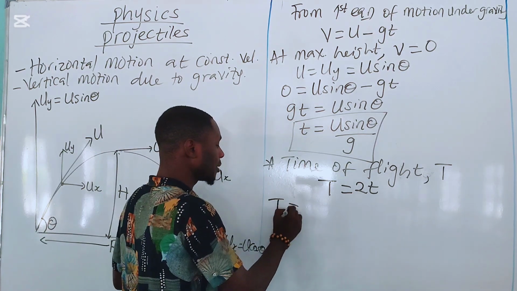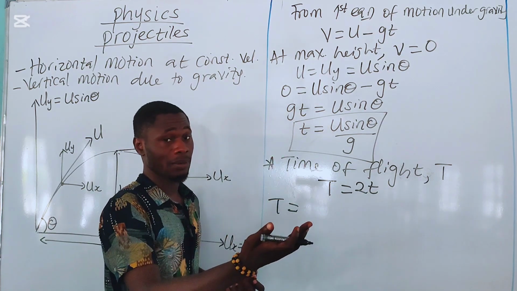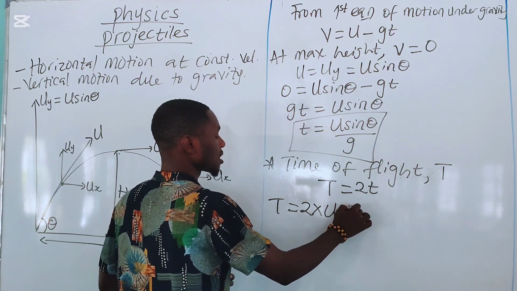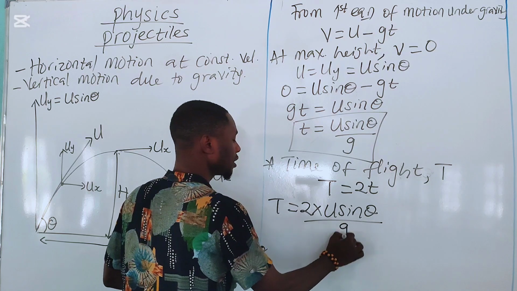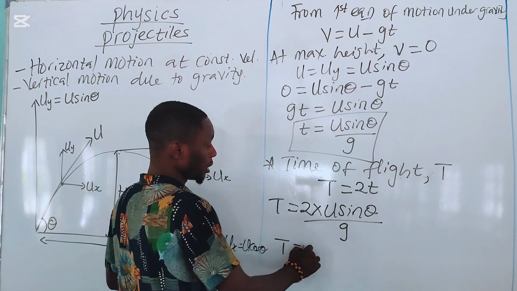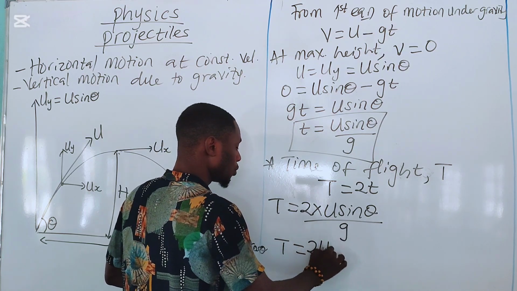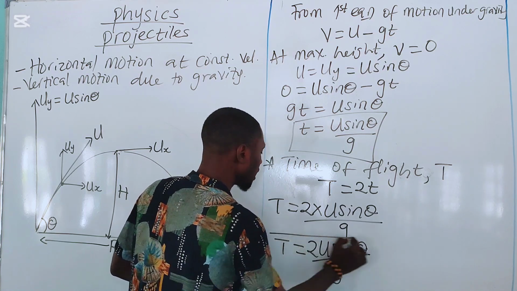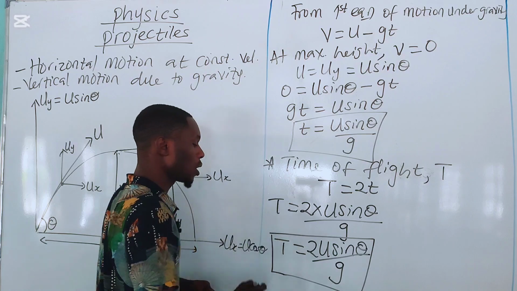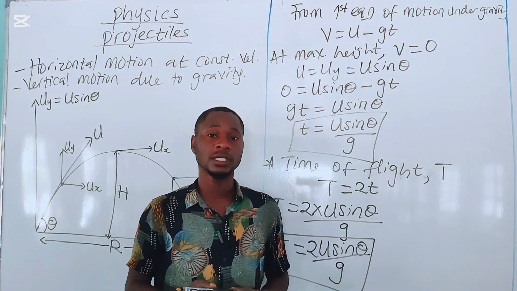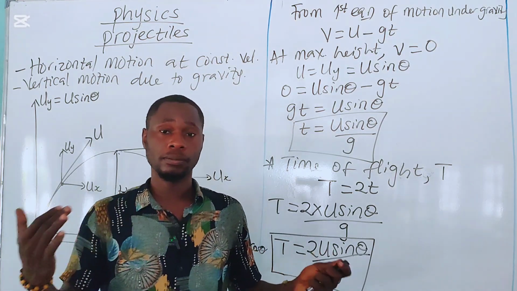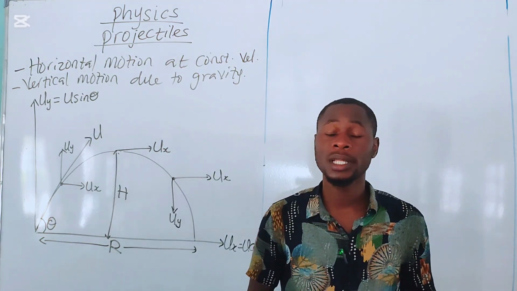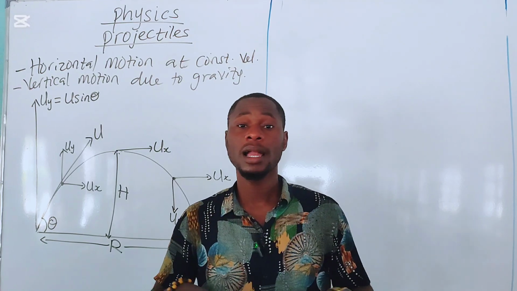Okay, so it means our T becomes, we already know the time taken for it to get to the maximum height. So that will give us 2 times the time taken, which is u sine theta over g. So our time of flight will give us 2u sine theta over g. So this gives us an equation for the time of flight. We are going to continue with the maximum height.